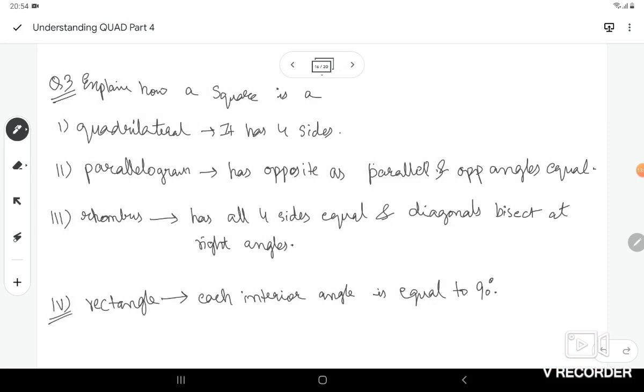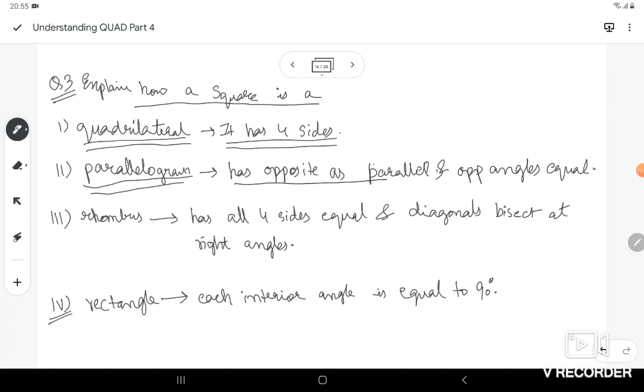Now moving on to the next question. It says explain how a square is a quadrilateral. So a square is a quadrilateral because it has four sides, and a quadrilateral is a shape that has four sides. Now how is a square a parallelogram? Because it has opposite sides parallel and opposite angles equal.